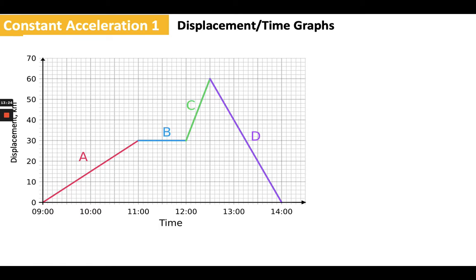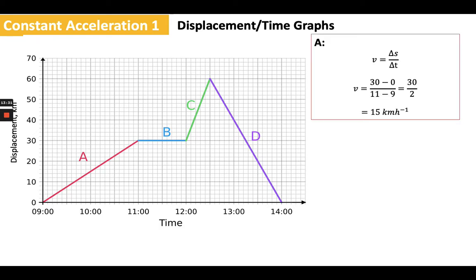Now, what we're going to do now is do that for each individual part. I'm going to go through one example. I want you to do the rest. This is my working for finding the velocity during the motion of part A. I'm always going to show that I understand what the velocity is. What's my definition of velocity? It's the change in displacement over the change in time.